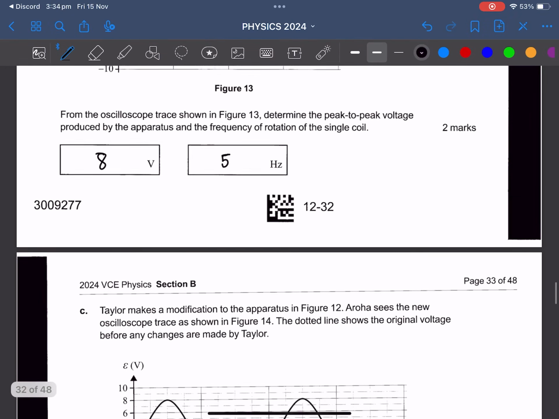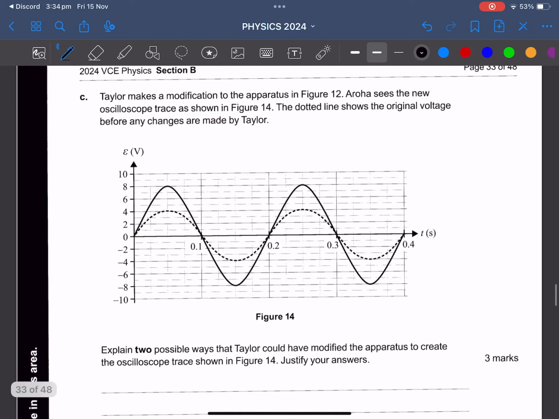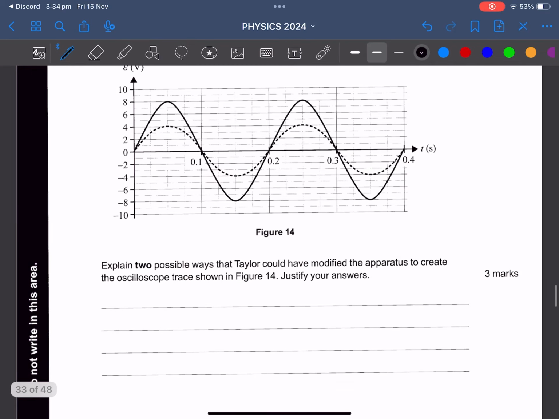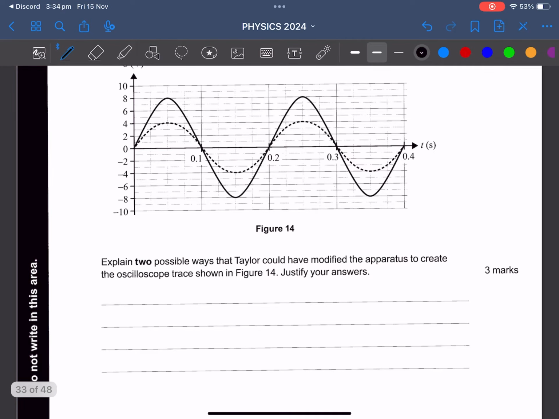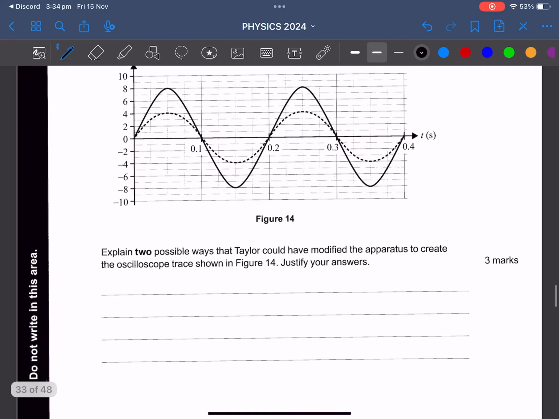Alright. Tyler makes a modification to the apparatus in figure 12. Aroha sees the new oscilloscope trace as shown in figure 14. The dotted line shows the original voltage before any changes made by Tyler. Explain 2 possible ways Tyler could have modified the apparatus to create the oscilloscope trace shown in figure 14. Justify your answer.